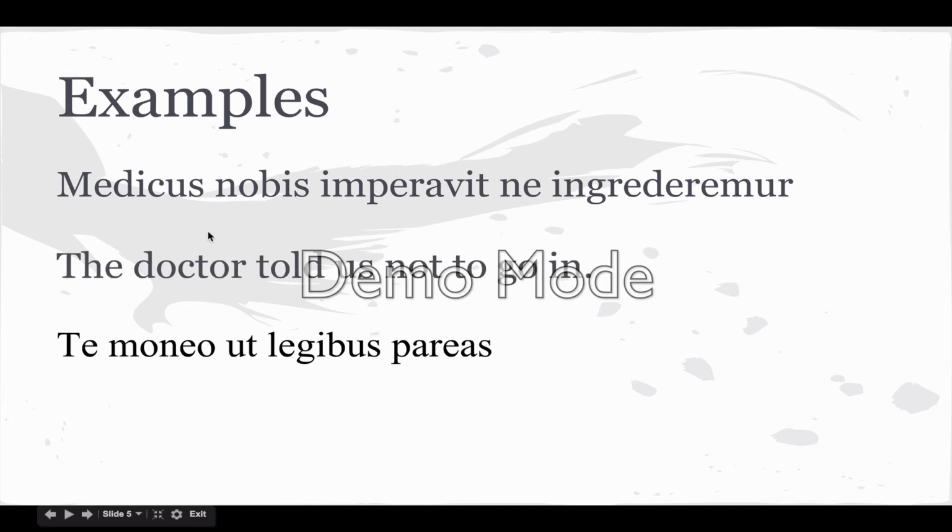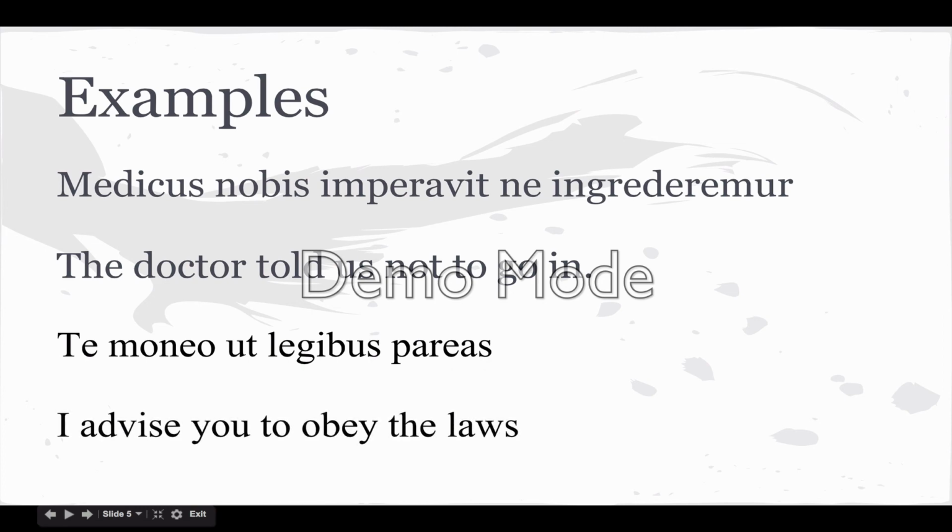So here it is: "The doctor told us not to go in." When we go on to the second example, do pretty much the same thing that you did in the first one, which is identify the main verb, then the word introducing the dependent clause, which in this case is ut instead of ne. And lastly, you want to think about that subjunctive verb, which in this case is here. It translates to, "I advise you to obey the laws."